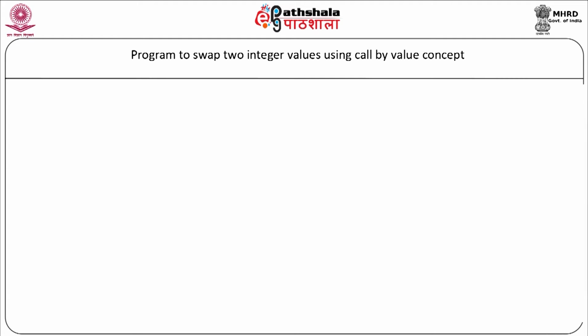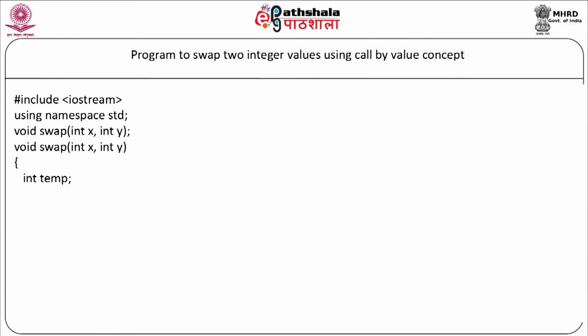Now let's see a program to swap two integer values using the call by value concept. We'll start with our program, #include <iostream>, using namespace std. Now here we'll define the function as void swap(int x, int y). We will have a function body as int temp; temp = x; x = y; and y = temp; return. This is the code which will swap the values of variables x and y. The x value will be given to y and the y value will be given to x.